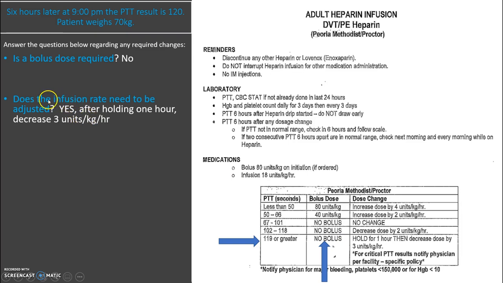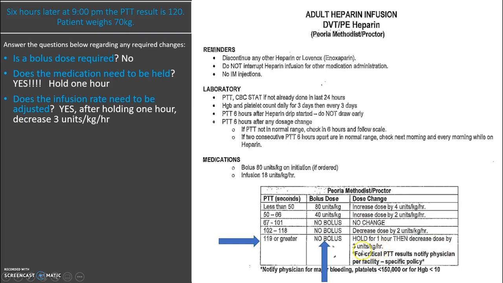What are we going to need to do? Does the infusion rate need to be adjusted? Absolutely. Do we need to hold that? Yes. So we follow our orders. No bolus dose. Absolutely, we're not going to give them more heparin. However, dose change, we are going to hold 1 hour. So we go ahead and just turn that pump off for 1 hour and hold that medication and don't administer it. 1 hour later, we need to decrease that rate by 3 units per kilogram per hour.